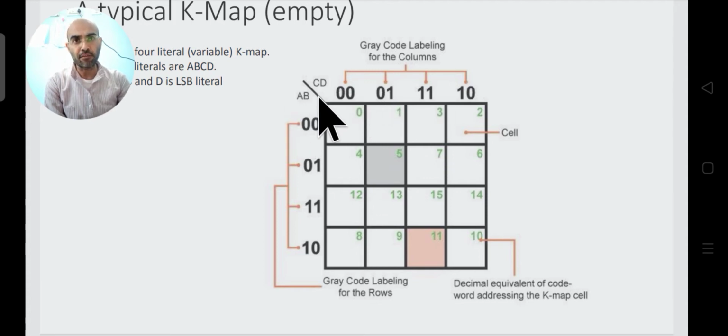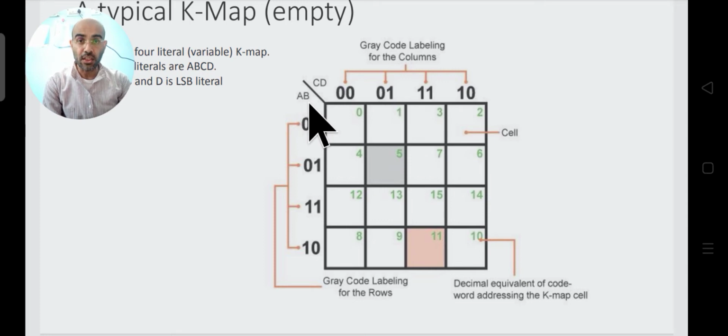And why I am comfortable with this way, because in most of the books I have seen that we started from here, so we take the MSB here. But this can be written here as well. So ABCD can also be AB here and CD here. So when you write something here, what does it mean?